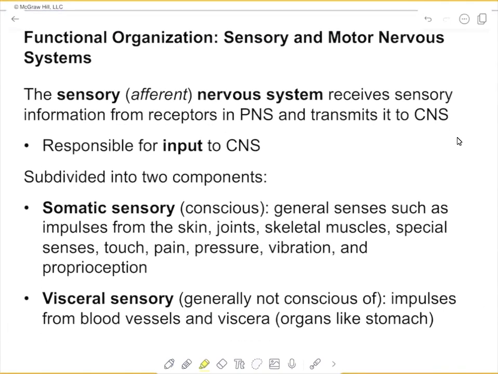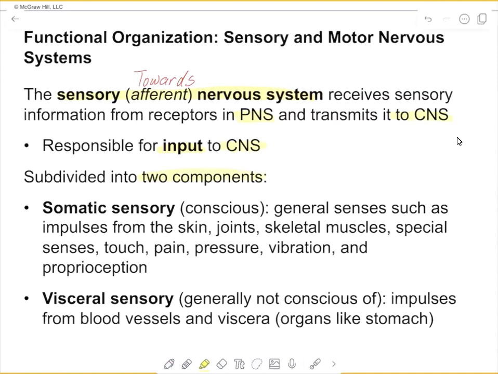So the different functional categories include first the sensory or afferent nervous system. And the word afferent means toward. So this part of the peripheral nervous system is conducting information to the central nervous system, the brain and the spinal cord. And the sensory or afferent division can be further subdivided into two components, depending on where the information comes from.